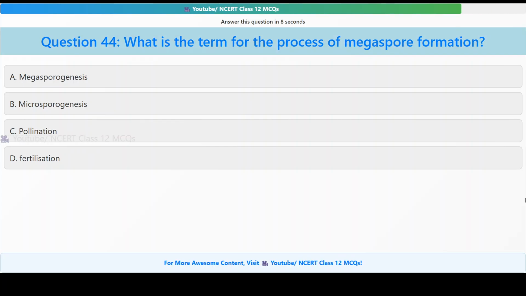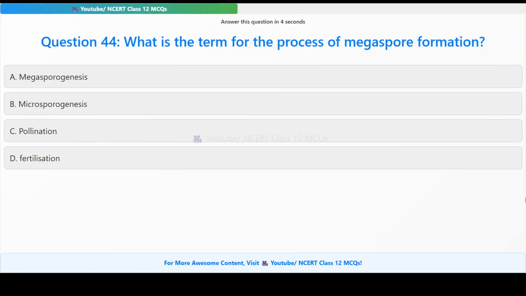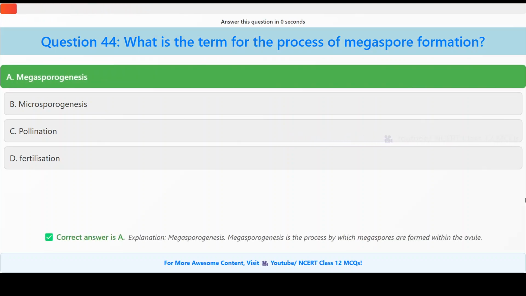Question 44. What is the term for the process of megaspore formation? Megasporogenesis. Megasporogenesis is the process by which megaspores are formed within the ovule.